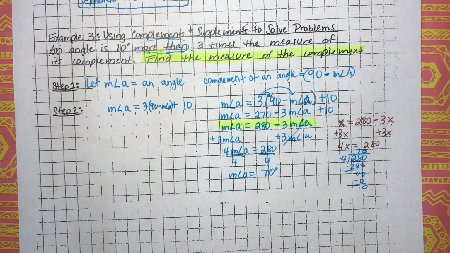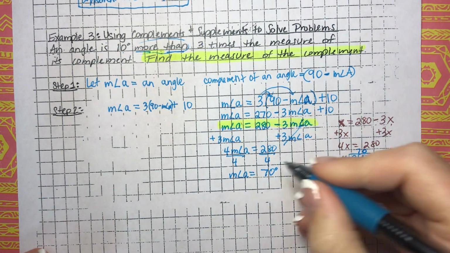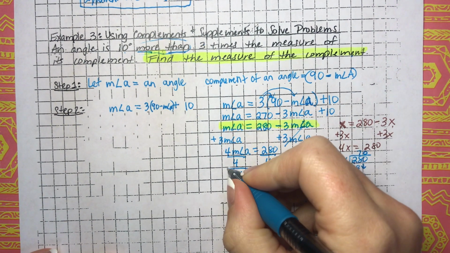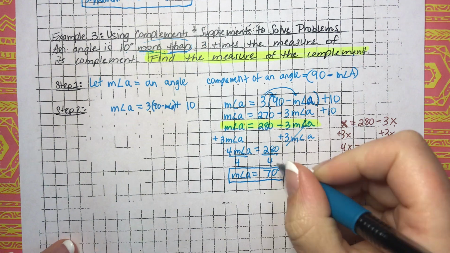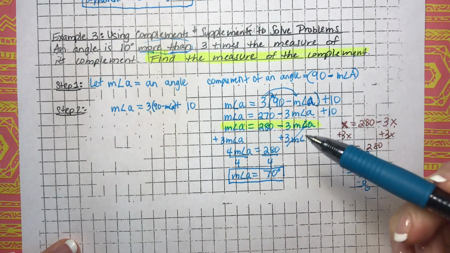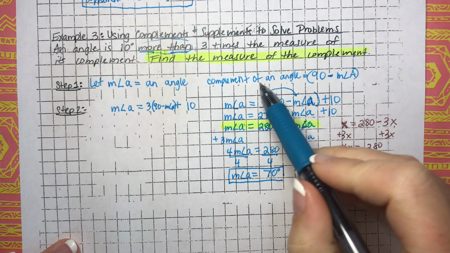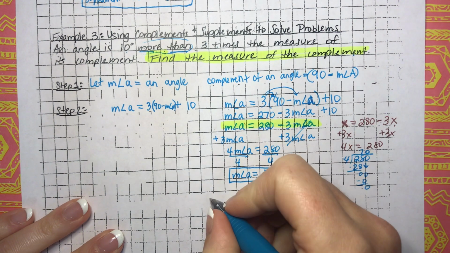Is that what we found? Did we find the measure of the complement here with measure of angle A? No, we found the measure of an angle. So now we need to go ahead and find what the complement of that angle is.